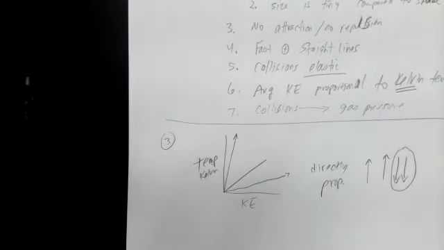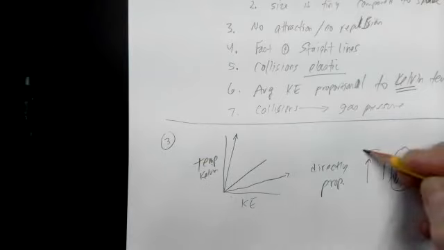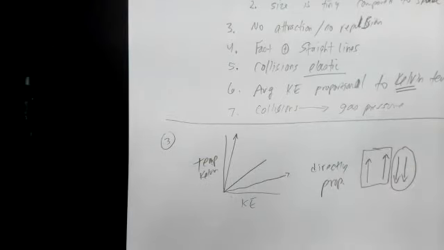The proportion does not have to be 1-to-1. Temperature could go up much faster than kinetic energy, or kinetic energy could go up much faster than temperature. When something's directly proportional, as long as both of the variables move in the same direction, not necessarily at the same rate, but in the same direction, that's going to be exactly directly proportional.